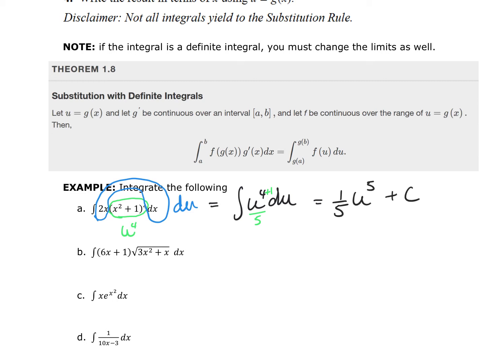Now, I started out with a function of x, so I have to back substitute. And my back substitution then becomes 1/5 x squared plus 1, because that was my u, raised to the 5th plus c. And that's my answer.